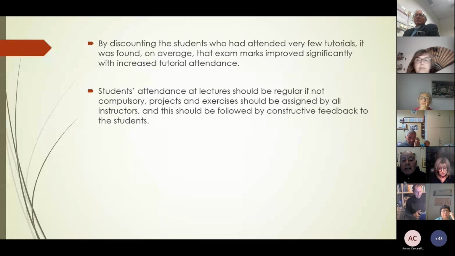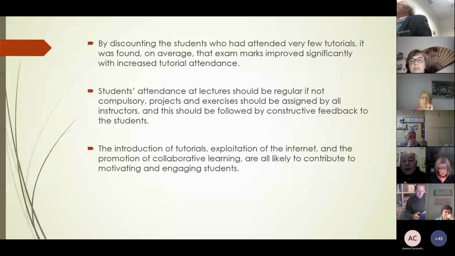Also, students' attendance at lectures should be regular, if not compulsory. Projects and exercises should be assigned by all instructors, and this should be followed by constructive feedback to the students. The introduction of tutorials, exploitation of the internet, and the promotion of collaborative learning are all likely to contribute to motivating and engaging students.